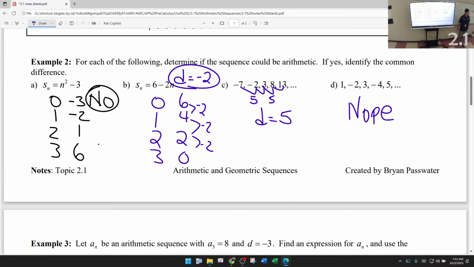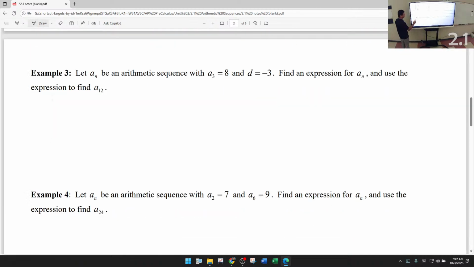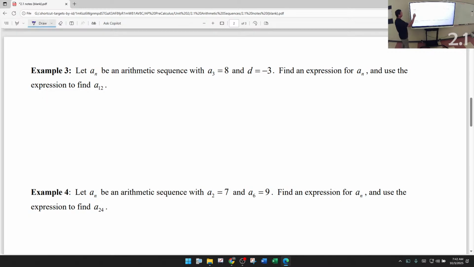Y'all okay with arithmetic sequences? Beautiful. I don't think we're done. No, we're not. This is going to be a little bit harder. All right, so let a sub n be an arithmetic sequence. A sub 3 equals 8, and D equals negative 3.